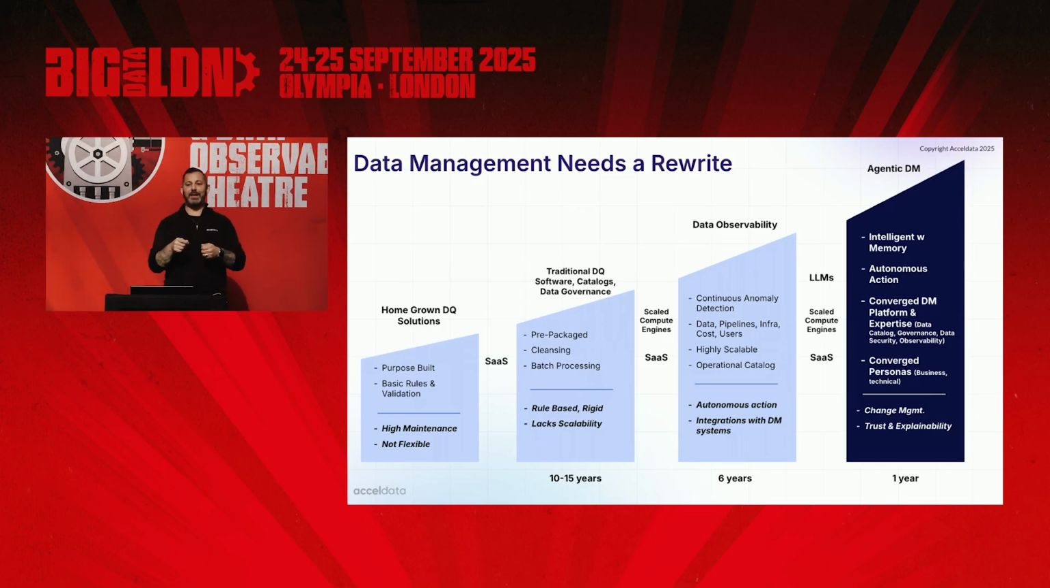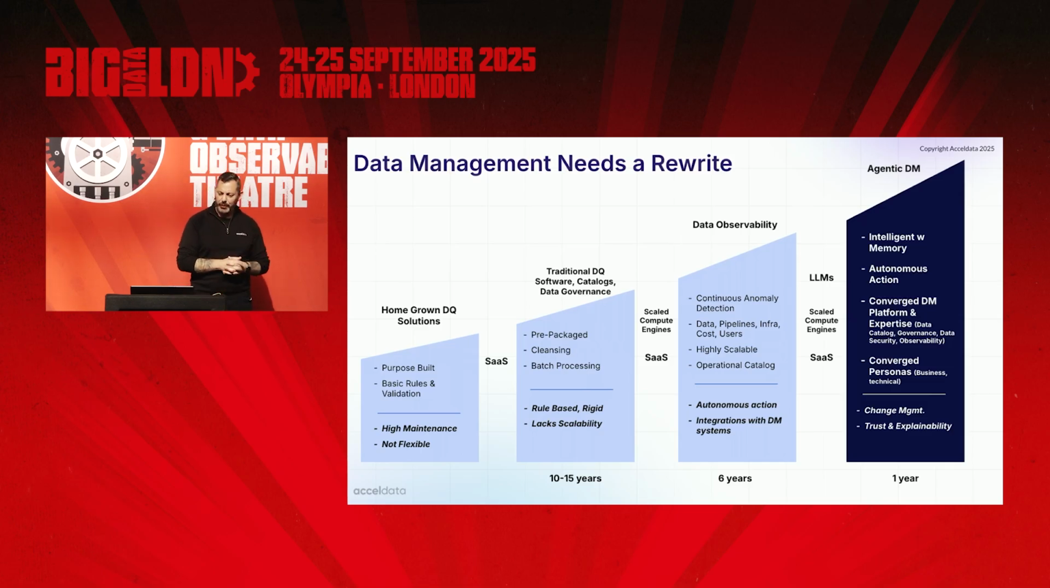focused on just basic validation and basic rules. Very SQL-driven. As time progressed, you started looking at traditional data quality software. They were prepackaged, they had cleansing models built into them, a lot more focused on straight batch processing. But the main problem there was that it lacked scalability. It was still scaled down for specific departmental requests of monitoring and observing that data.